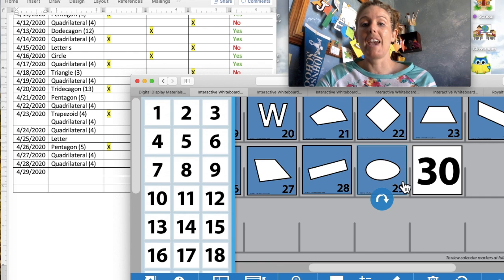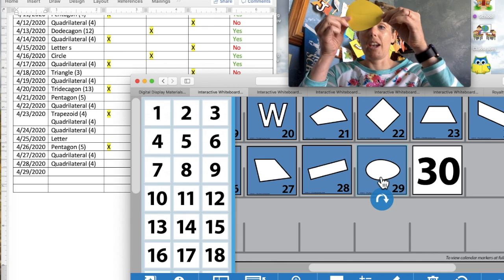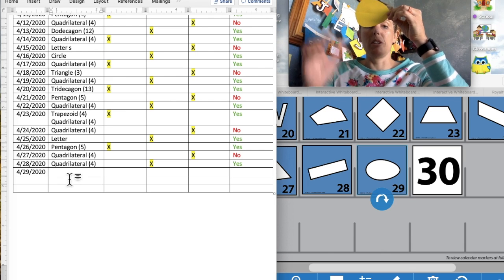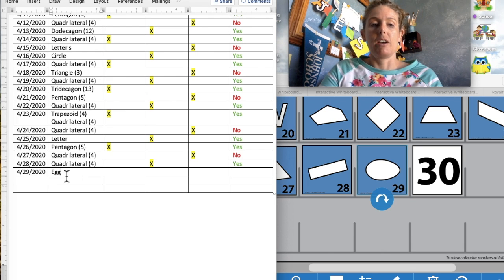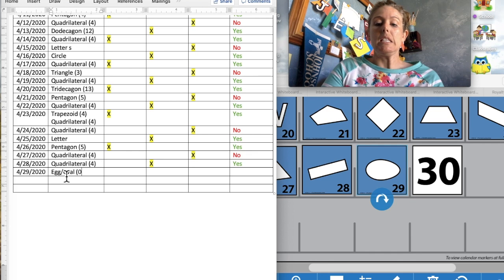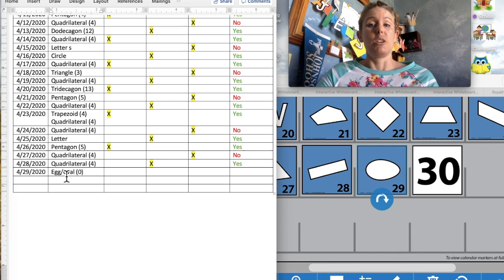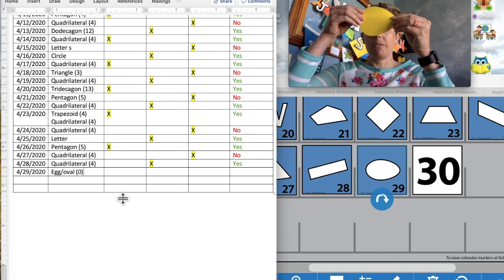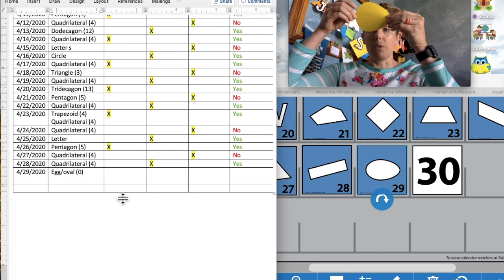It is more of an egg shape. Not quite an oval. He's a little bit fatter on this end. So here is my egg shape for today. And so we are going to put egg for today. And it kind of looks like an oval, so we'll put that it's like an oval. But there are 0 sides. There's 0 straight sides.